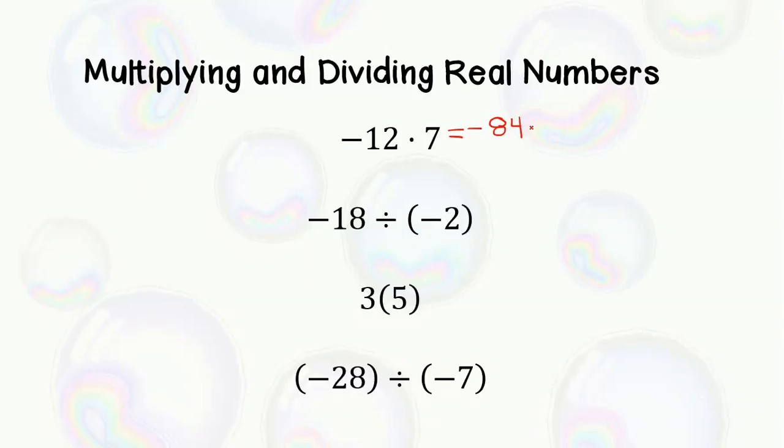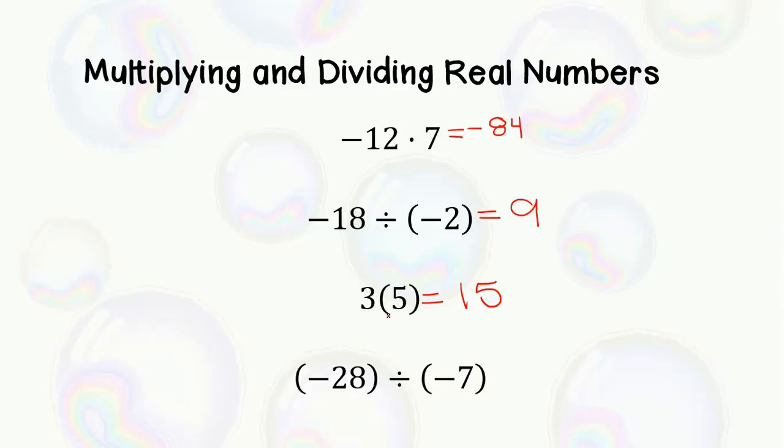I had to do it a little quick manual hand there. Negative 18 divided by negative 2, they're both negative, so I get a positive. So 18 divided by 2, that's 9. And then 3 times 5, well, that's just 15. That's a really easy one.